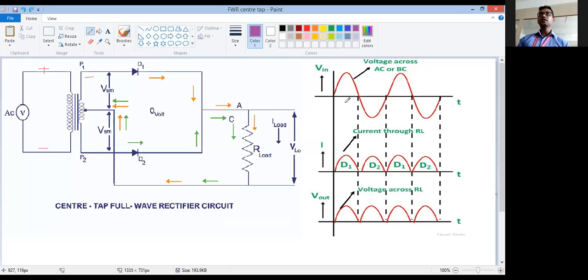Now, what will happen in the negative cycle? Now we will see the negative cycle. Okay, so I erased everything. Now we'll start again. So now consider this arrow. What I'm showing, this is the negative terminal. The positive half cycle has gone now. Now the negative half cycle will appear at the input side. So this negative half cycle will appear here, at the input.